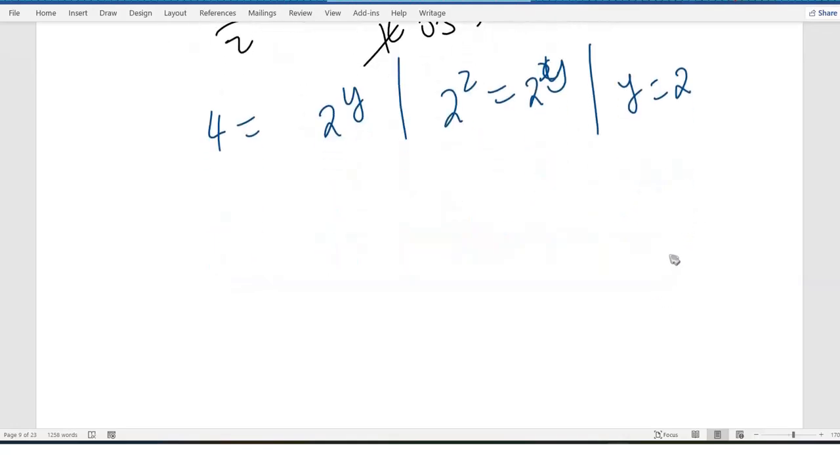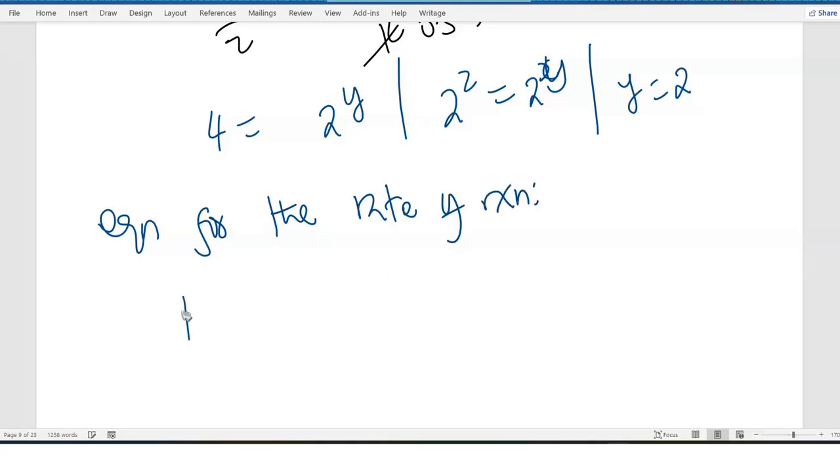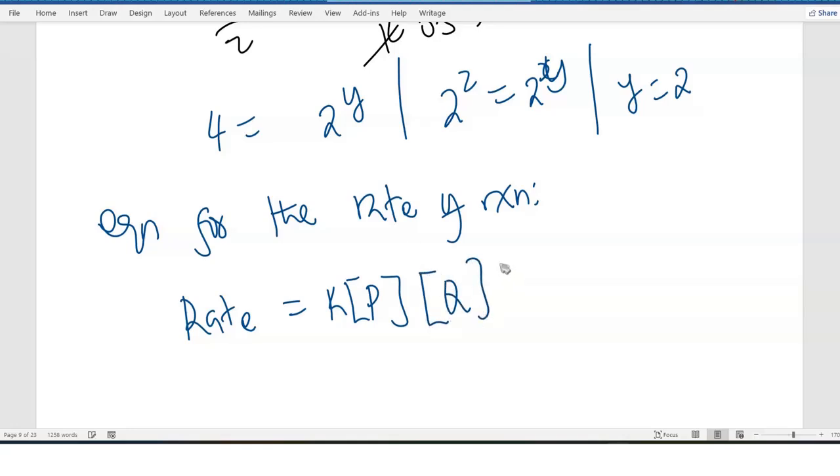So the equation for the rate of reaction will be rate is equal to K times P. Remember, P was raised to X, so this was 1, and Q was raised to Y, which is equal to 2. So that would give you the rate.